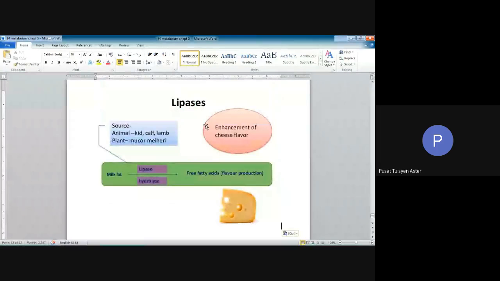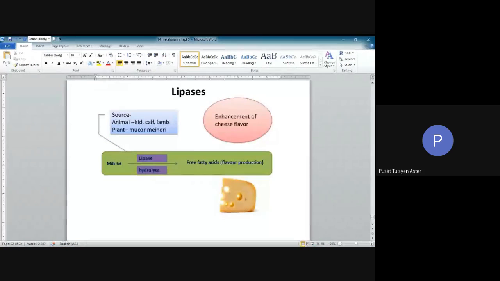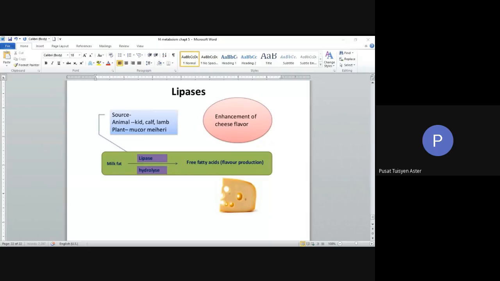So this is another slide I would like to share with you. This is lipase. Okay, so sources dia daripada kid or calf or lamb. So lemak lah. So the enhancement of the cheese flavor: milk fat through lipase enzyme, they hydrolyze it menjadi free fatty acid. So this is for flavor production. Ni yang I tengah share dengan korang ni semua is extra knowledge, right? Which is used for external factors, for environmental use, right? So remember, these are the uses of enzymes that I'm sharing with you.